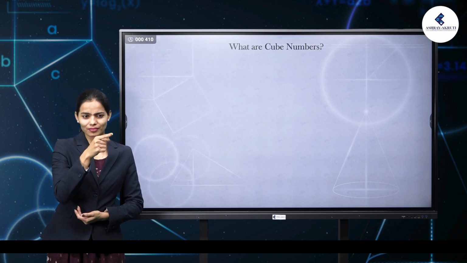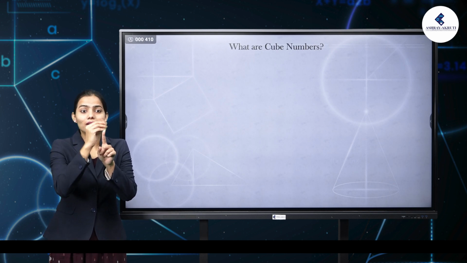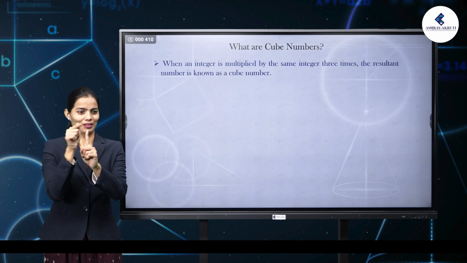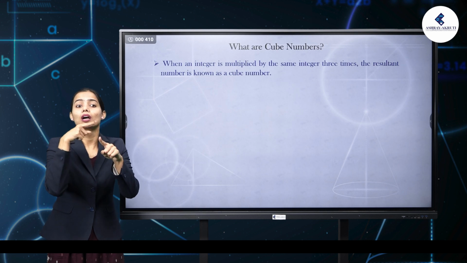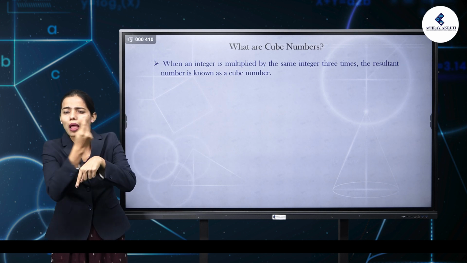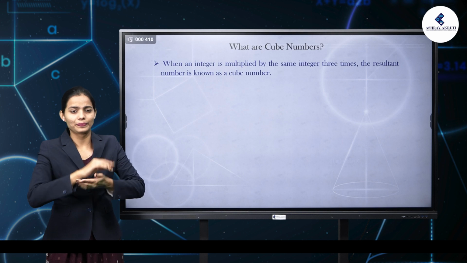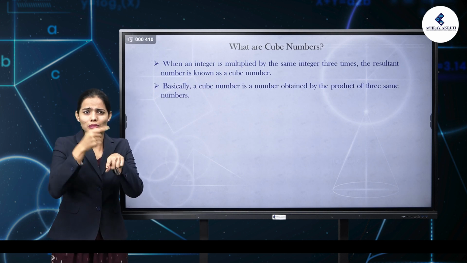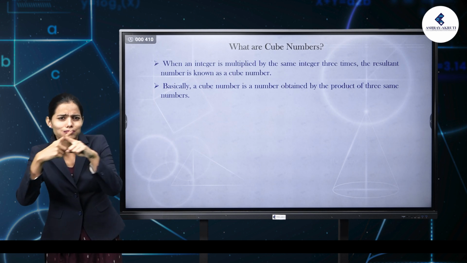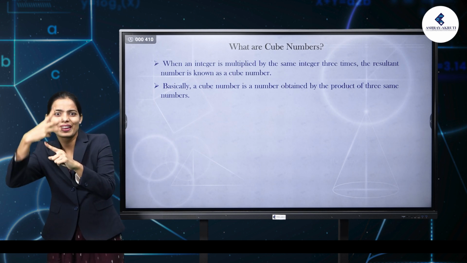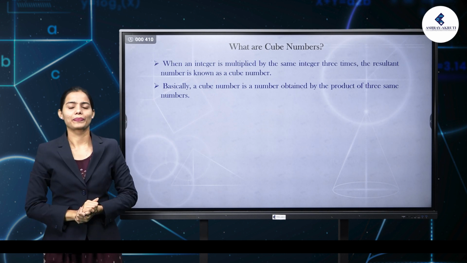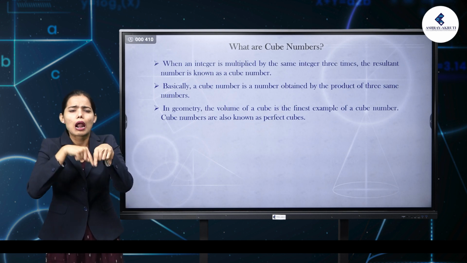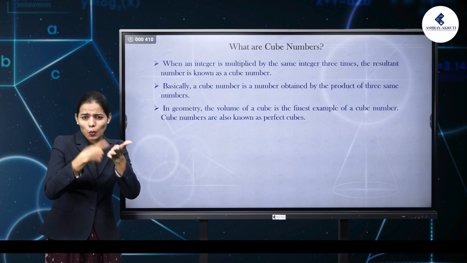What are cube numbers? When an integer is multiplied by the same integer 3 times, the resultant number is known as a cube number. Basically, a cube number is a number obtained by the product of 3 same numbers. In geometry, the volume of a cube is the finest example of a cube number. Cube numbers are also known as perfect cubes.